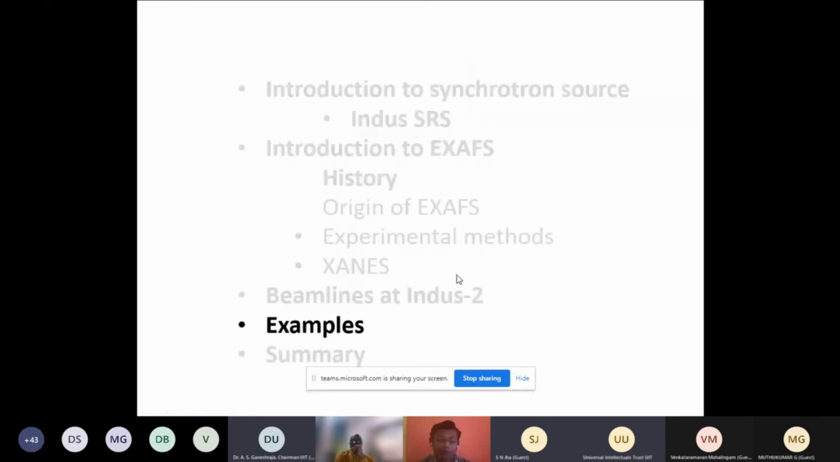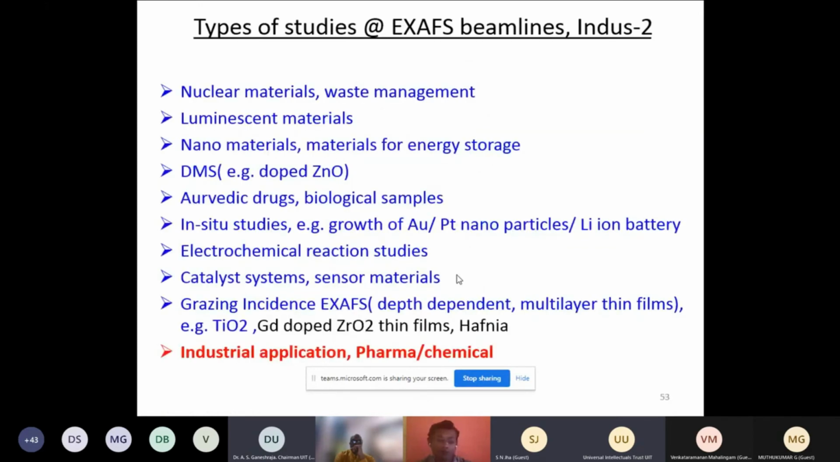So I'll come to the last part, the examples. These are the types of materials which have been handled with this facility, starting from nuclear materials for waste management application, to luminescence materials, to various industrial applications, including electrochemical reaction studies, catalytic systems, sensor materials, in situ studies, also Ayurvedic drugs, etc. Now I have picked up some example studies from these various studies carried out using these beamlines.